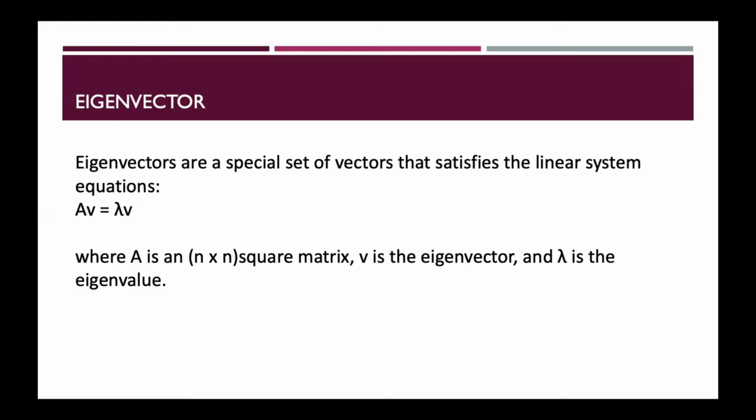So the linear system equation also satisfies the eigenvector equation, which is AV equals lambda V. Here, A is an n by n square matrix, V is the eigenvector, and lambda is the corresponding eigenvalue. So the eigenvalue denotes the variance measure. For any data points, if you have the highest eigenvalue, that means that particular variable gives you the majority of the variance in the data set.